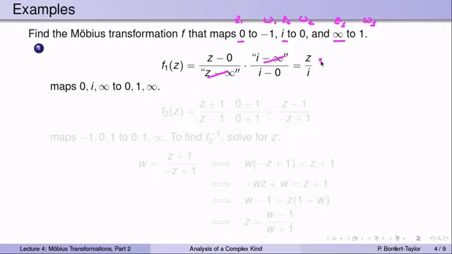So the mapping is really z over i. And you can now check the mapping z over i indeed maps 0 to 0. It maps i to 1, because i over i equals 1. And it maps infinity to infinity, because infinity over i is still infinity.